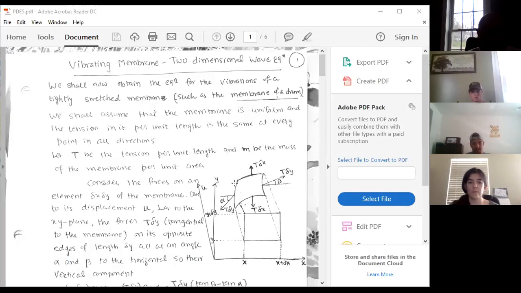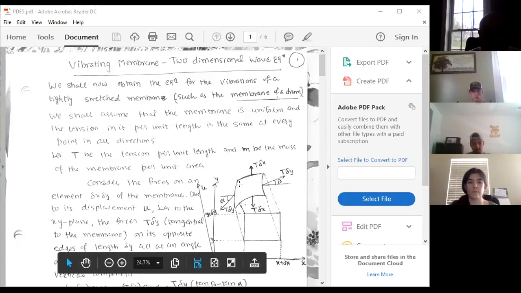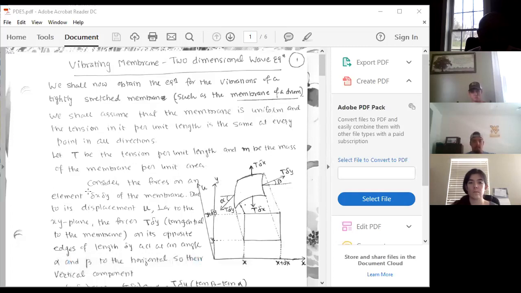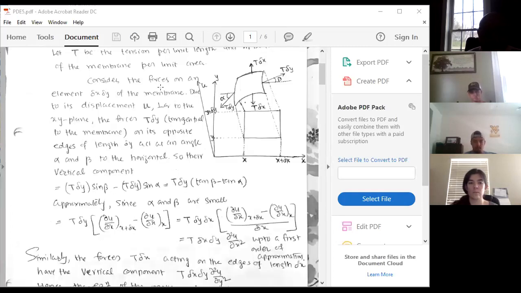This T is the tension. That means T delta X will be in this and this direction, and T delta Y will be in this and this direction. So T is the tension per unit length and M is the mass of the membrane per unit area. If we consider the forces acting on an element delta X, delta Y of the membrane, delta X, delta Y means one cross-sectional area of the membrane. If you divide this membrane into n different parts, with vertical lines and then horizontal lines, and pick one square, its length is delta X and width is delta Y. That's what we mean by delta X, delta Y.